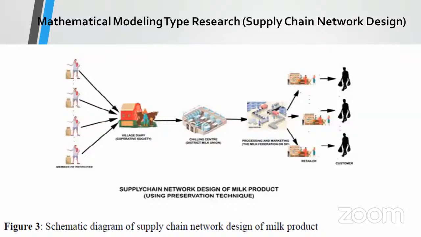network design is. So in this particular model, I have done the work related to milk supply chain network design. From this diagram, you can understand that milk farmers provide milk to the village dairy, meaning the cooperative society. This is a supply chain. Supply chain means supplier to user. Whatever activity is going on, it is in a supply chain.